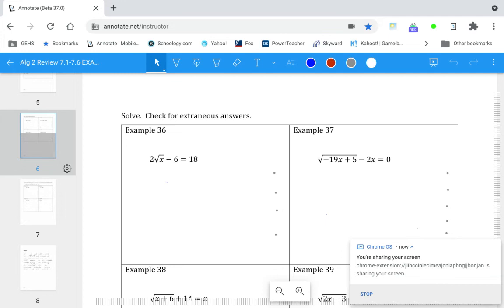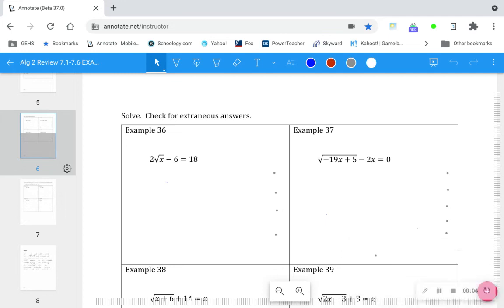Okay, we are continuing the examples for the review 7.1 through 7.6. This time, examples 36 to 43. So let's finish this out here.